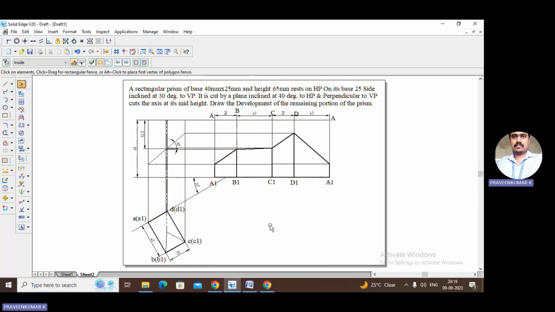And the intersection points, let us go to text. This is 1, 2, 3, 4, 1. This is my 1, this is my 2, this is my 3, this is my 4, this is my 1. So this completes the lateral surface development of a rectangular prism.